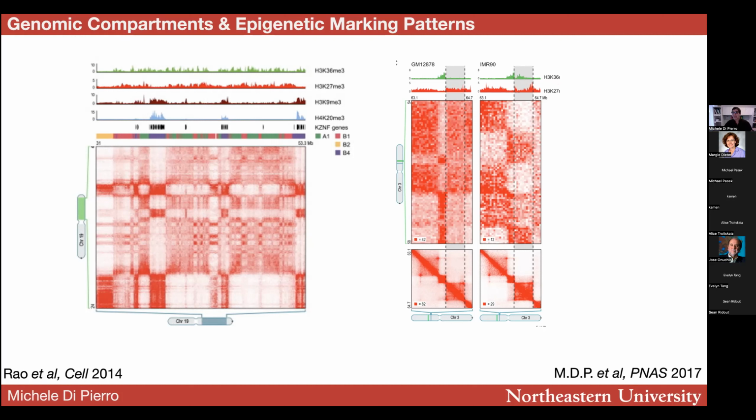So this is the same DNA, different structure, and different epigenetic markings. So that's a very clear connection between these two things. So this was the first physical process that shapes the conformation of chromosomes.